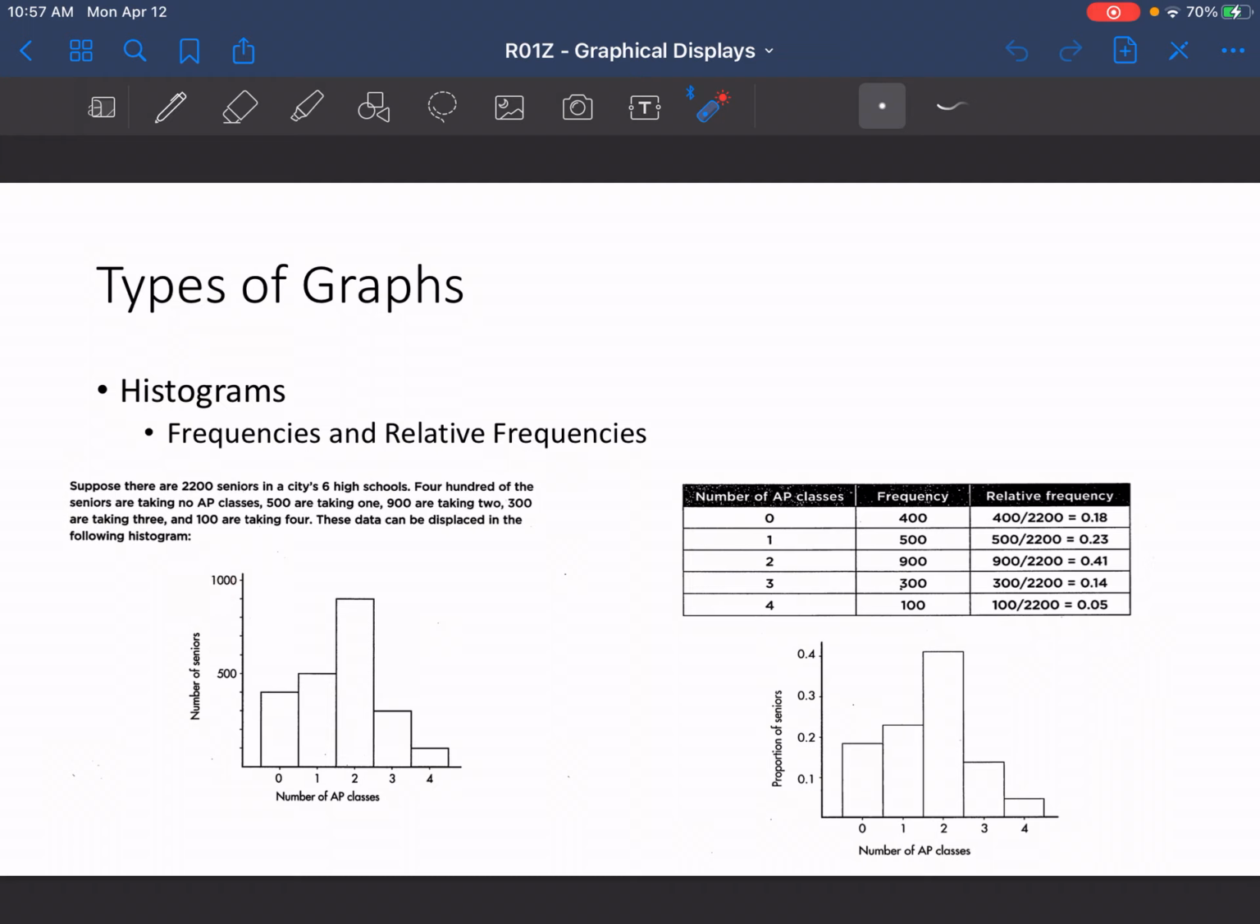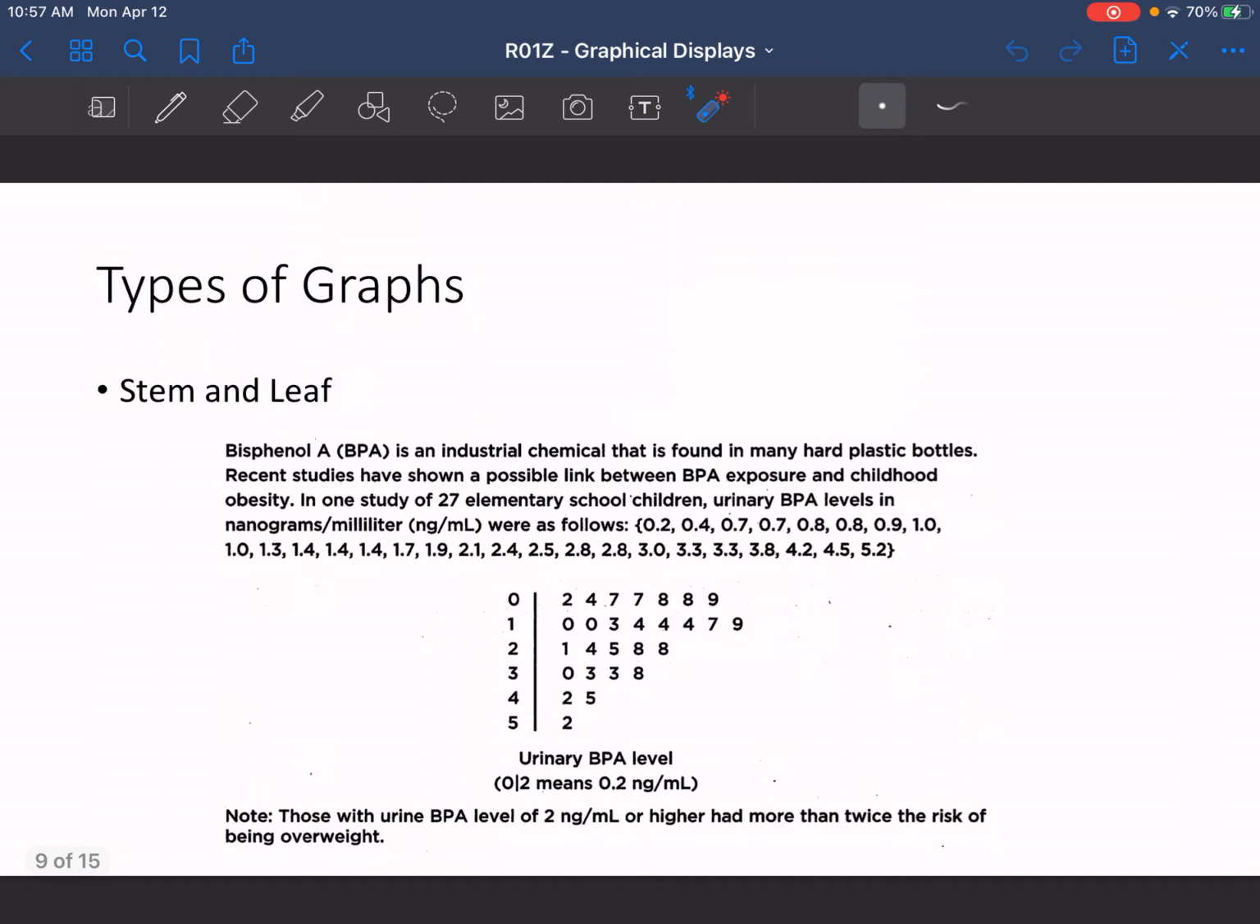So the labels here for our axes, or our units, represent what the problem is actually looking for, and that's going to be a frequency histogram, whereas a relative frequency histogram is concerned mainly with the percentage of how many of those seniors took 0 AP classes. So there were about 18% who took 0, 23% who took 1, 41% who took 3, and so forth. That's the difference between those two types of histograms.